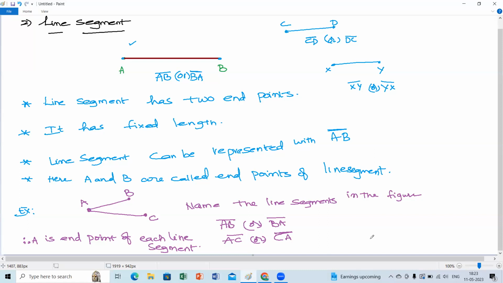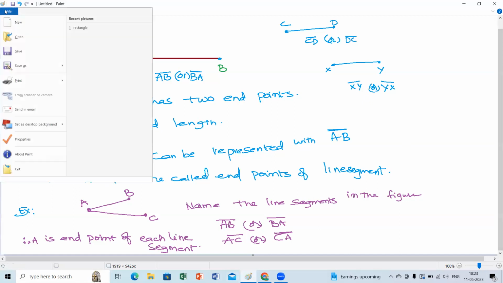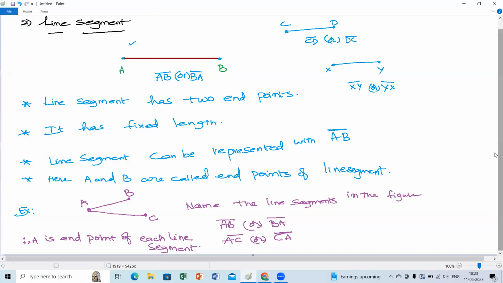Okay. Everyone, can I clear, please? Yes, ma'am. Good. The screen is stuck. Monish, Aishwarya.